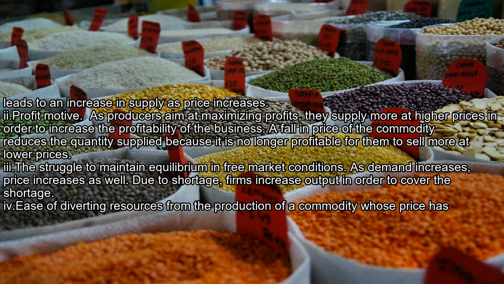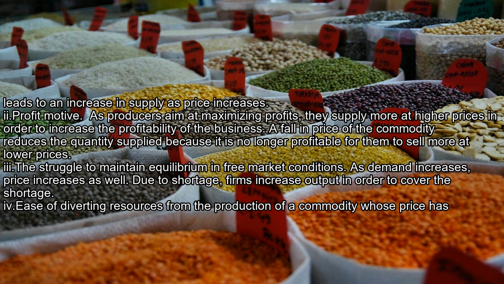2. Profit motive. As producers aim at maximizing profits, they supply more at higher prices in order to increase the profitability of the business. A fall in price of the commodity reduces the quantity supplied because it is no longer profitable for them to sell more at low prices. 3. The struggle to maintain equilibrium in free market conditions. As demand increases, price increases as well. Due to shortage, firms increase output in order to cover the shortage.